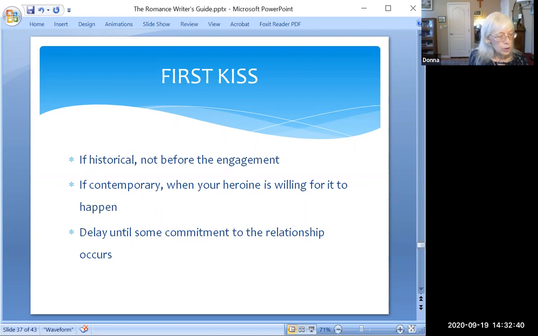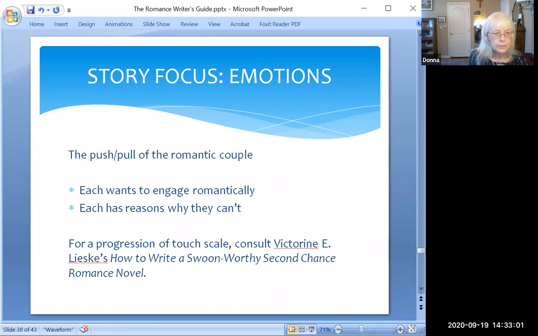But in contemporary stories, of course, we don't have any such restriction. However, if you're doing contemporary, the kiss can happen whenever your heroine is willing for it to happen, but it would be really wise to delay that first kiss until there's some kind of a commitment to the relationship. Next slide.